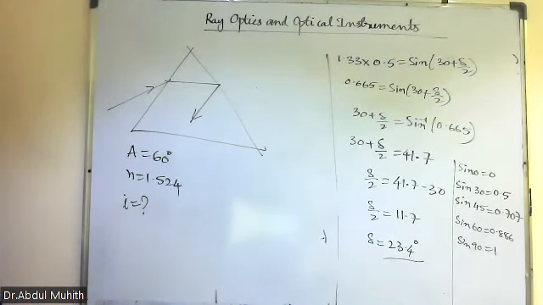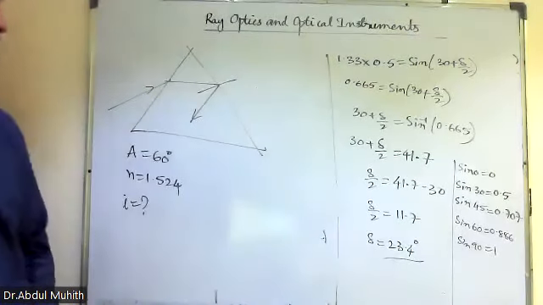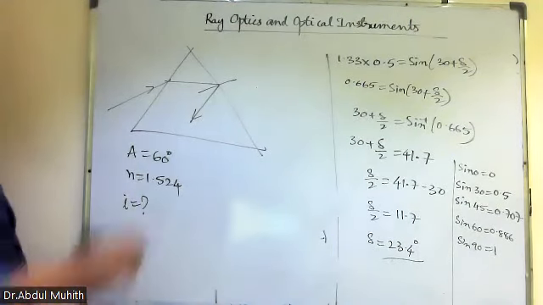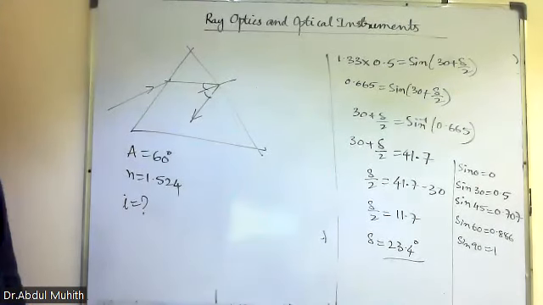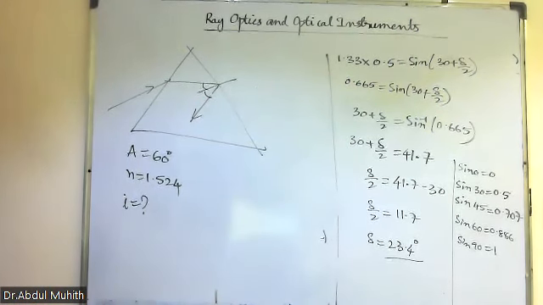TIR should take place, which means the angle of incidence here should be greater than the critical angle. So it will reflect back, right? And this angle will be equal to this angle, is it not? Are you understanding? Then how will you solve this question?